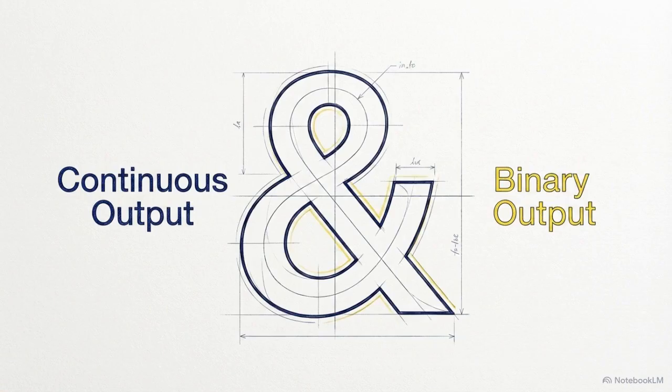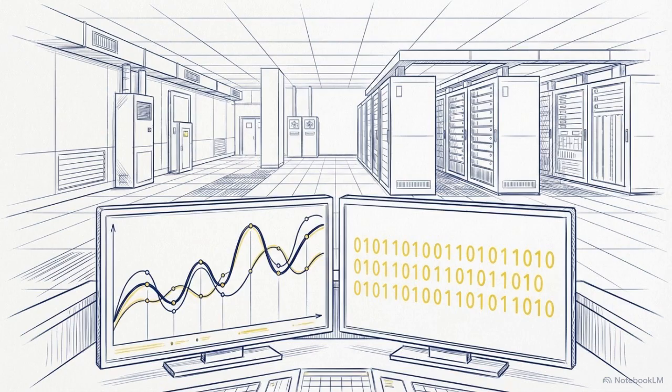To execute these two distinct approaches, engineers rely on two foundational statistical algorithms, linear regression and logistic regression. Understanding the mathematical divergence between these two models is required to build functioning threat intelligence architectures.